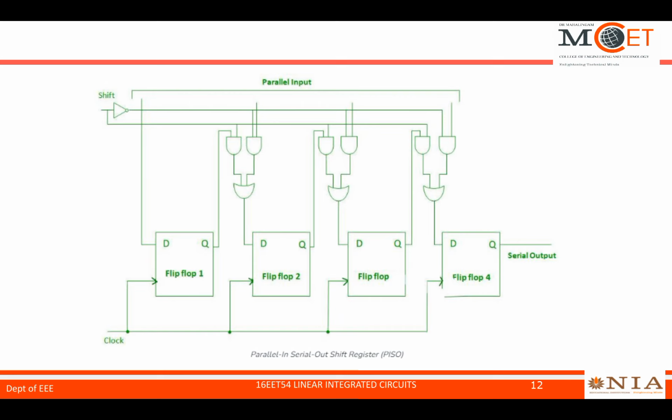Next is the parallel in, serial out shift register. This is the diagram for the parallel in, serial out shift register. In all types of shift registers, we have used the D flip-flop as the type of flip-flop.